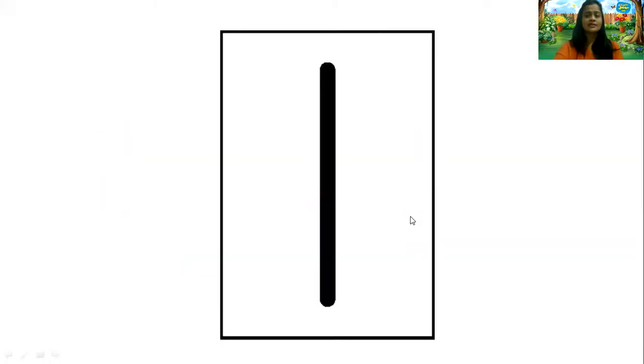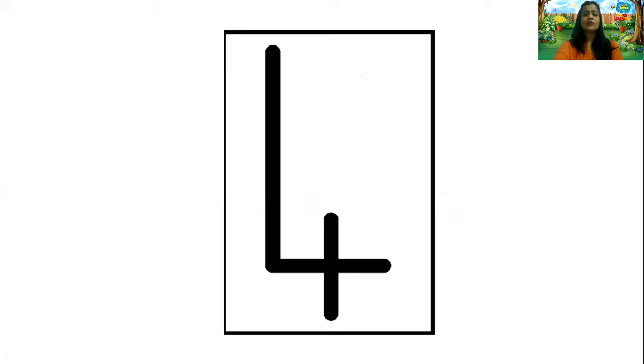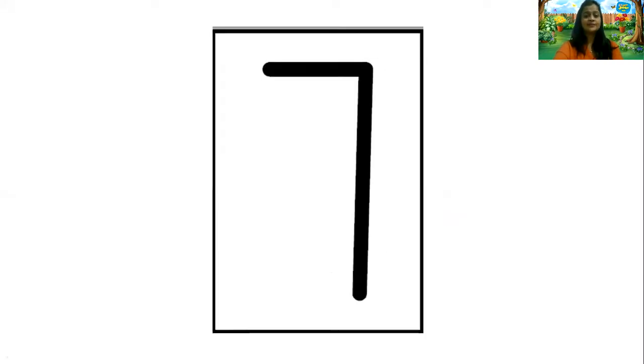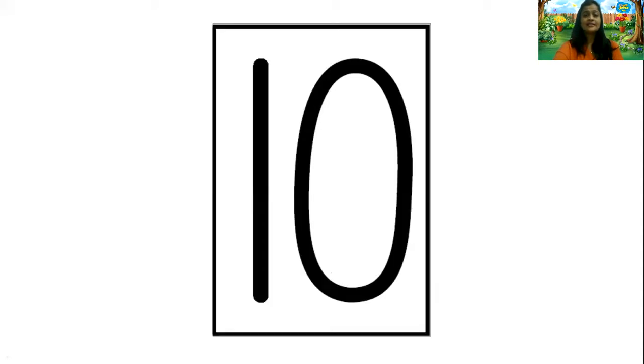Yes, now what are we going to do? We are going to read our numbers. So for that, open your magnetic eyes and your jumbo ears, okay? And you all are going to read along with teacher, okay? So we're going to read our numbers by seeing our number cards. 1, 2, 3, 4, 5, 6, 7, 8, 9, 10.